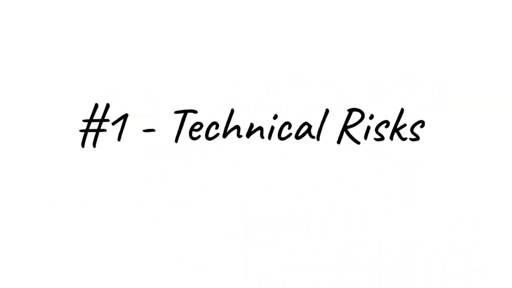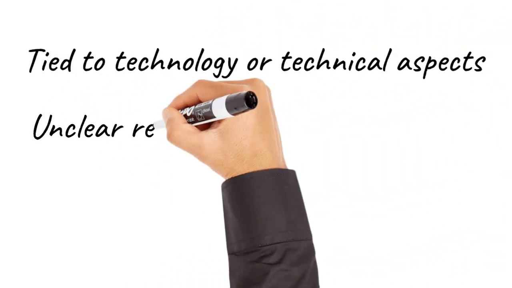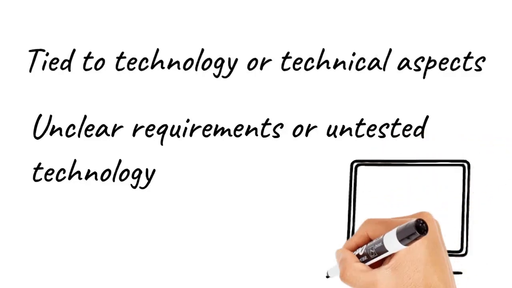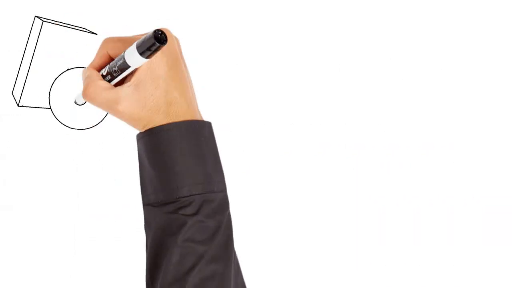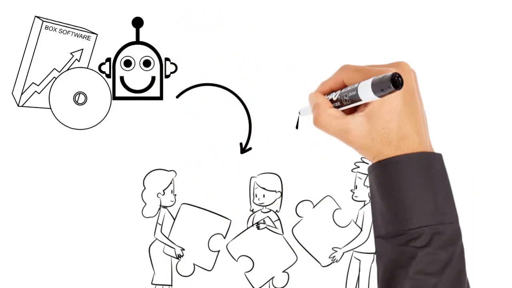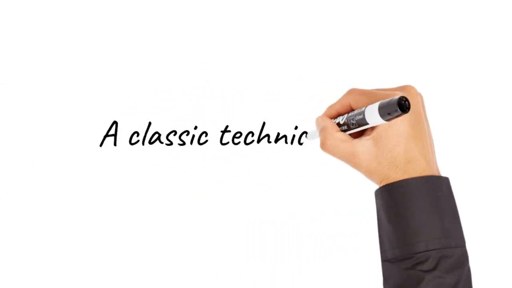These are tied to the technology or technical aspects of your project. Think of unclear requirements, new or untested technology, or system failures. For example, building a software tool with AI features, but your team has never worked with AI before. That uncertainty is a classic technical risk.